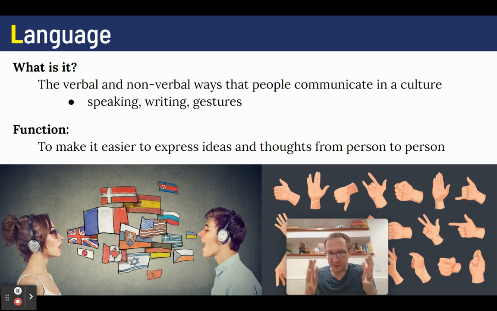For example, I'm using my hands a lot when I talk because, well, it helps me think and it also helps me express ideas. At least I hope it does. I hope it helps and doesn't distract. But the nonverbal ways, the gestures, those are important, right?